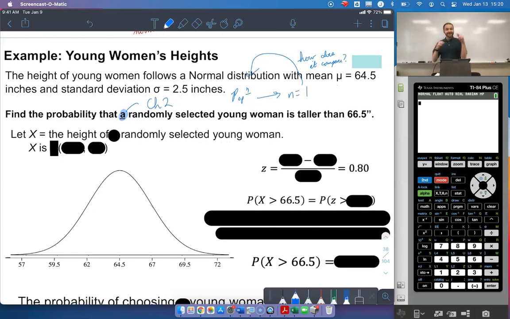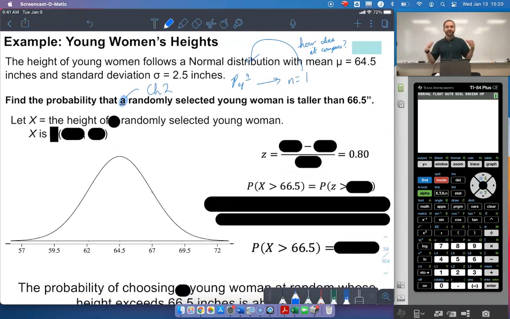So this is an intentional example here. We want you to be careful with the reading. So let's start it though. We have, find the probability that a randomly selected young woman is taller than 66.5 inches. You have to define the variable. I'm going to say it: if you don't define it, you don't get to use it. That's a little flashback to what you went through before with the videos. So let x equal the height of a randomly selected young woman. One randomly selected young woman.